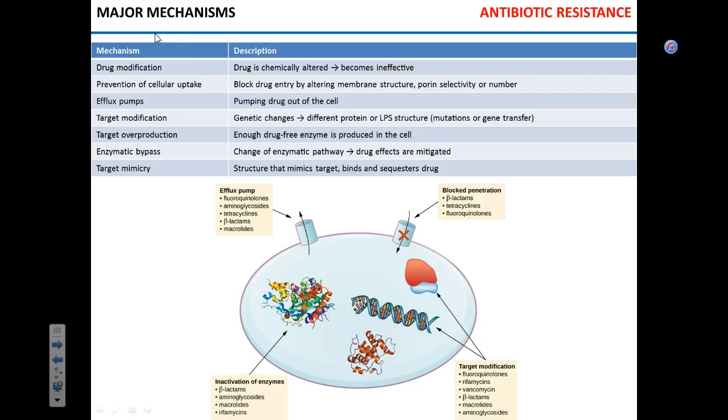Anyway, so antibiotic resistance. Now, as the majority of you are going to be future healthcare specialists, this is something that you can deal with a lot. And before we talk about the mechanisms of resistance, we need to figure out how it can arise in general.